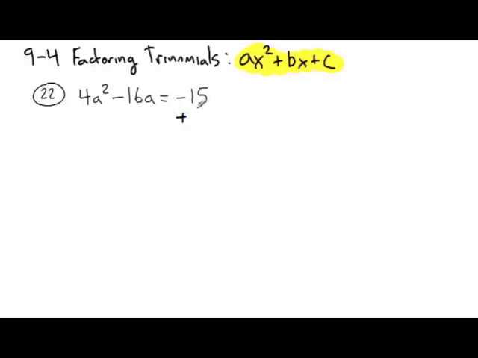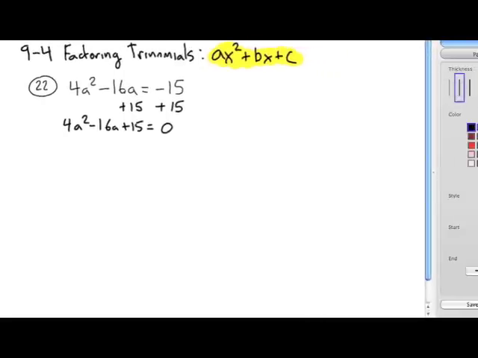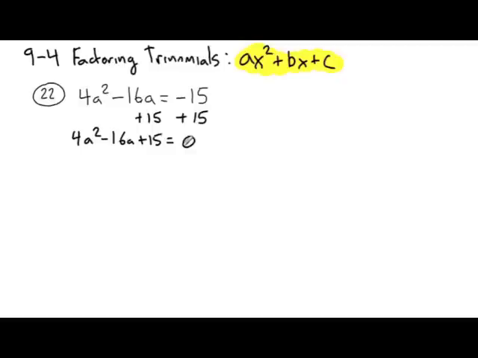So we're going to move it by adding 15. If we add 15 to both sides, we end up with 4a squared minus 16a plus 15. And over here we have 15 minus 15, and that's going to be 0. So now we have the same thing that we had last time with the last example, except as you can see, it now equals 0. I don't want you to worry about that right now, but you should know that that means we're going to be doing the zero property rule. But right now, let's go ahead and solve the problem like we did with the last one.